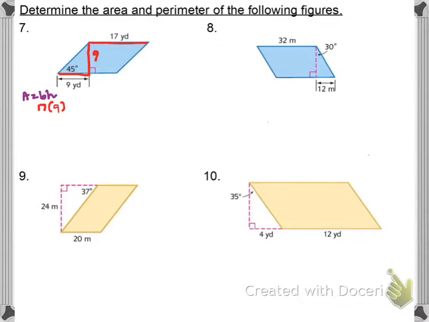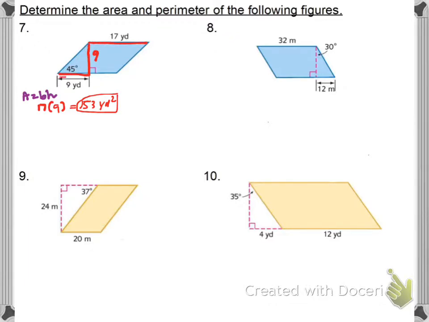Okay, if you need to go back and review your 45-45-90s, then do that. I'm not going to spend a lot of time talking about it. So this is 153. That would be yards squared. So there's my area. Now perimeter, we're just going to add up all the sides.